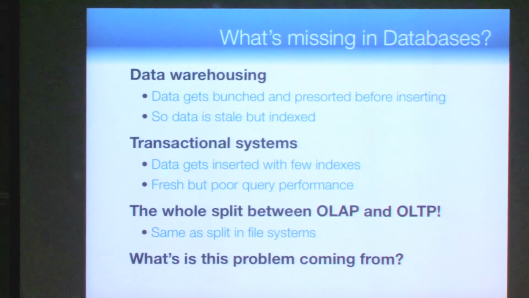There are transactional systems where data gets inserted with very few indexes, so the data is fresh but has very poor query performance. And so this is a whole split between OLAP and OLTP, which is a traditional split in databases. And it's the same exact split that we saw in file systems, which is not very surprising, because if you look under the hood in a database and you look under the hood in a file system, you find the same culprit for both, which is B trees. So the entire distinction between OLAP and OLTP is one that depends very narrowly on the performance characteristic of B trees.